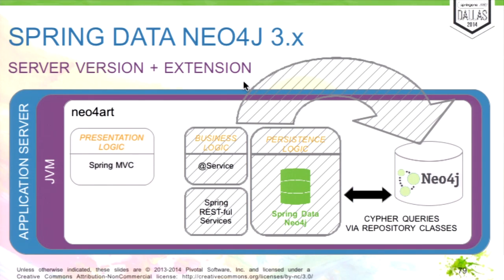But there's an option for how we can use Neo4j server anyway, which is just to take the persistence layer, just the persistence logic, and convert it into a Neo4j server extension. So Neo4j server can be extended with Java code, and we can actually write JAX-RS resources within Neo4j server to expose our custom domains and protocols to our clients.